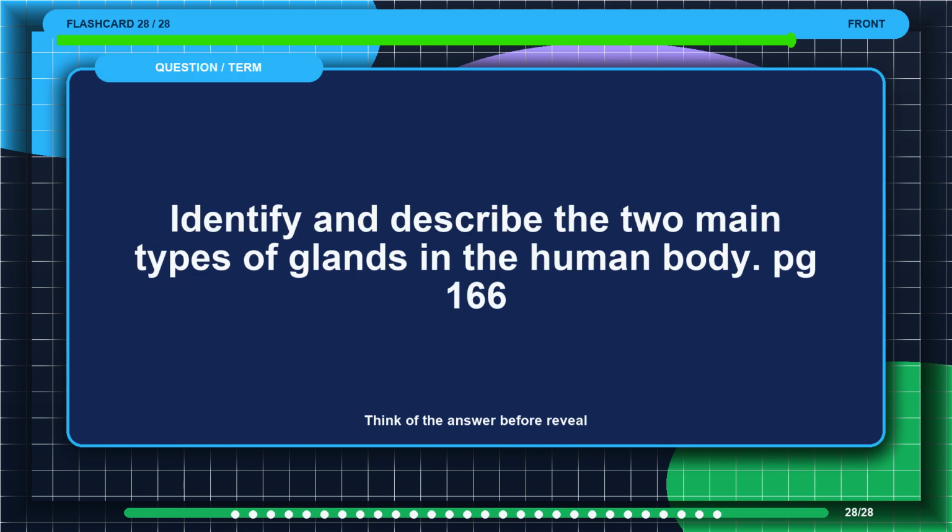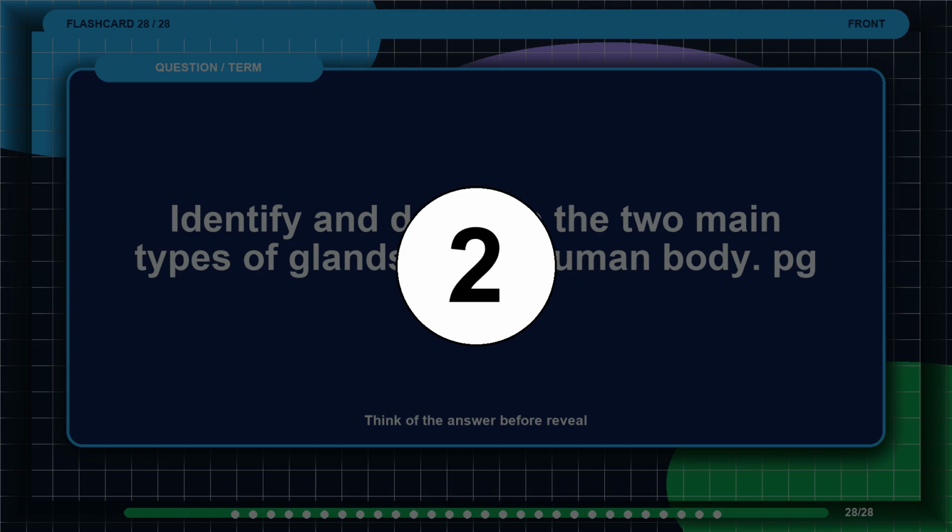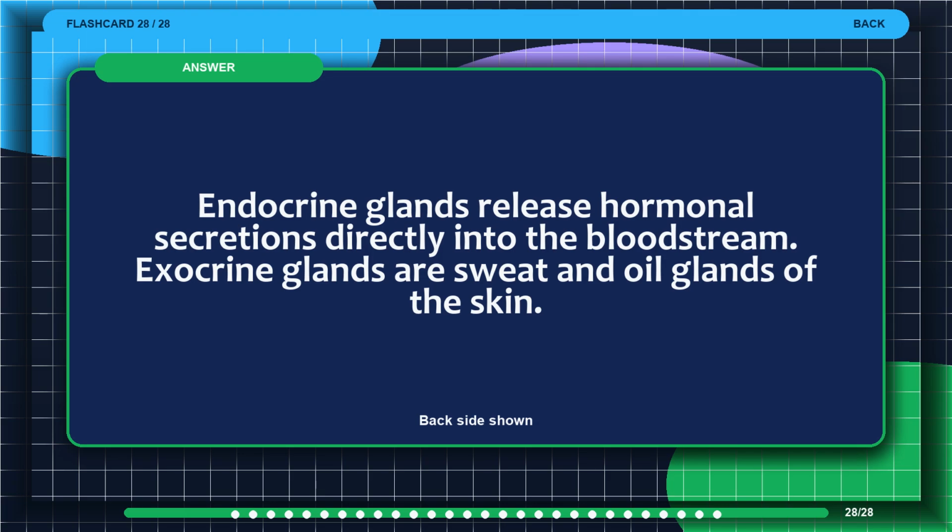Flashcard 28. Identify and describe the 2 main types of glands in the human body. Page 166. Pause and think of the answer before the reveal. The answer is: endocrine glands release hormonal secretions directly into the bloodstream. Exocrine glands are sweat and oil glands of the skin.